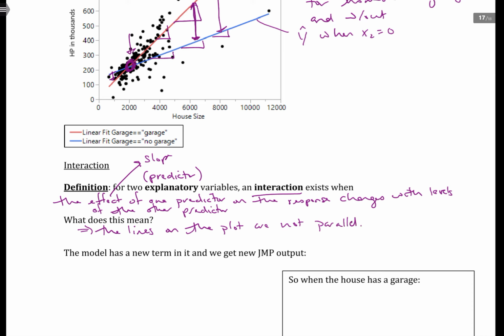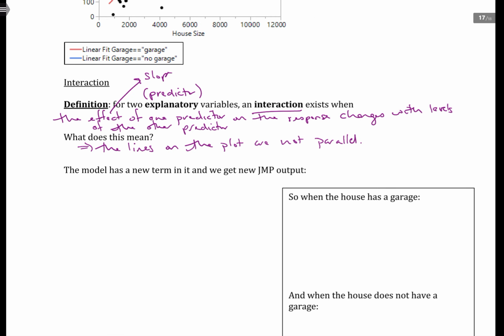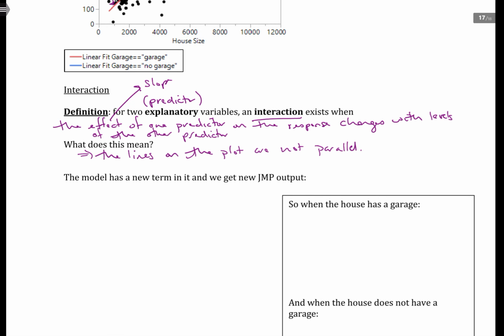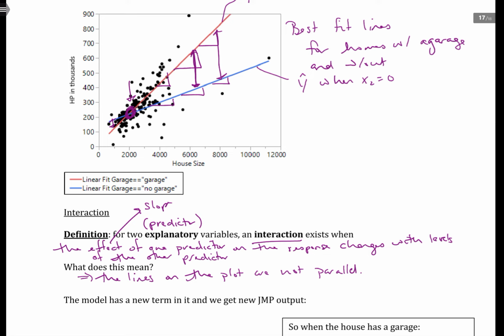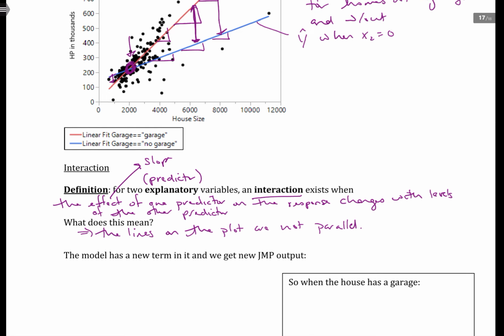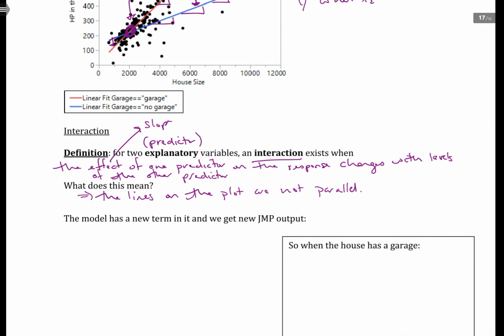So how would we reflect this in our model? In our model, we have to get different slopes somehow, or we have to be able to change the difference in the effect of having a garage or not, depending on the change in the house size. So our model is going to start off the same. We're still going to have mu equals alpha plus beta 1 x1 plus beta 2 x2. And if we were to leave it as that, we're still going to have those parallel lines, because this is what we're forcing it to do.